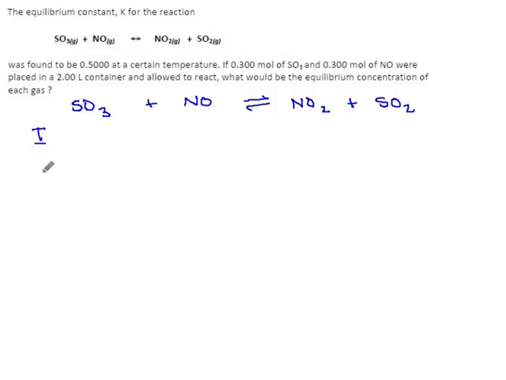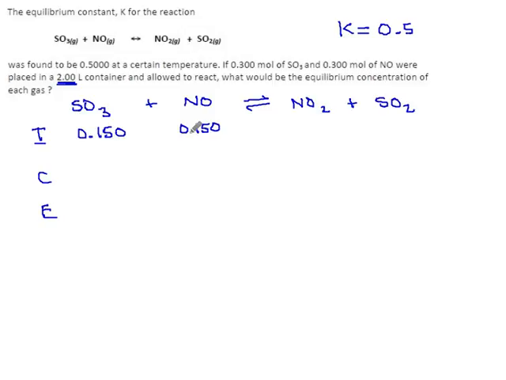And we have initial, change, equilibrium. And what have they given us? They say the K is 0.5. We don't need that right now, but I'm sure we will in a bit. And they give us moles. How big is our container? Trap. If we're doing concentrations here, these numbers must be divided by 2. Concentration is number of moles divided by volume. So for the SO3, it's 0.3 divided by 2. And for nitrogen monoxide, it's 0.3 divided by 2.